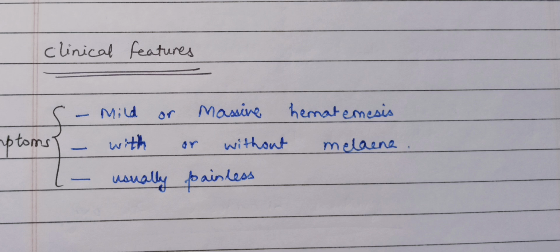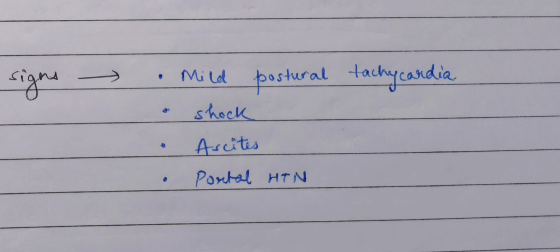Then associated signs: it can be mild postural tachycardia, or it can present with shock also, depending upon the amount of blood loss. Associated signs of liver failure, ascites and portal hypertension are usually present.